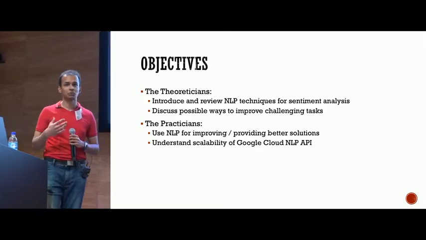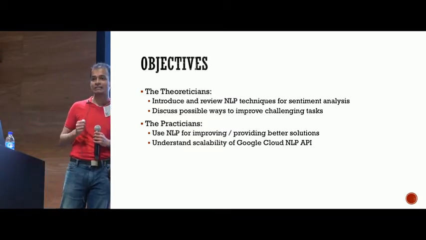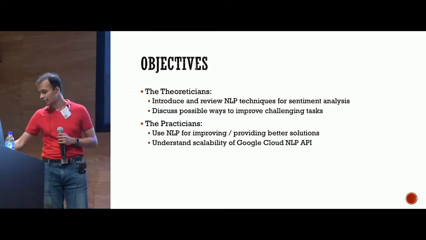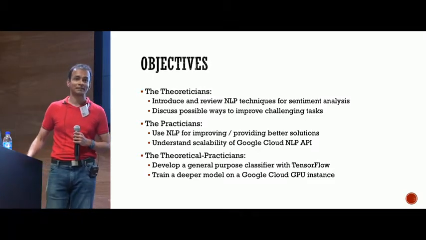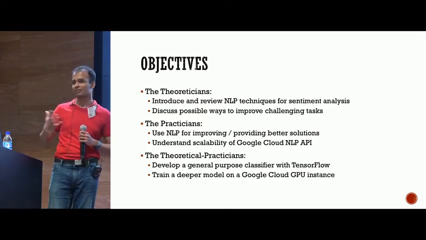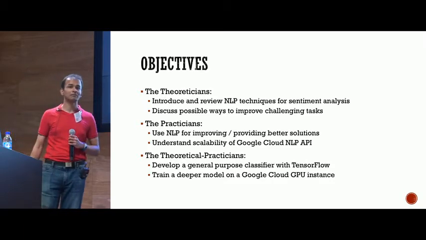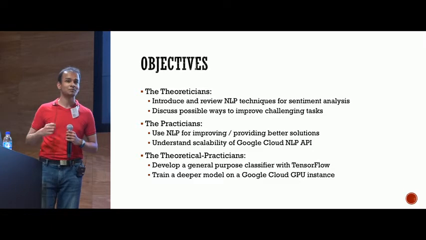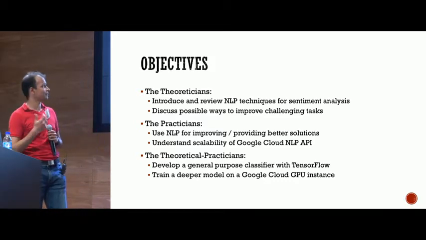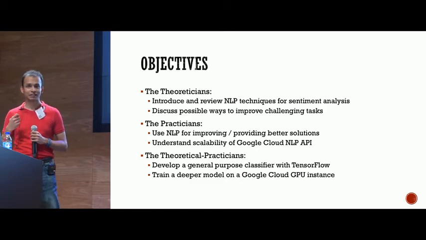The second objective in this talk is figuring out how we use these APIs, and understanding the scalability of what Google Cloud NLP API could give us. And the third is the theoretical practitioners, people who are interested in the theory behind NLP, reading papers, developing general purpose classifiers for TensorFlow, and training a deep learning network itself. These are the 3 objectives and the 3 types of audience we are planning to cater to in this talk. Because this is being projected over the internet, there is some lag in what you might see, so I might have to be a bit slower than if it was projected directly.